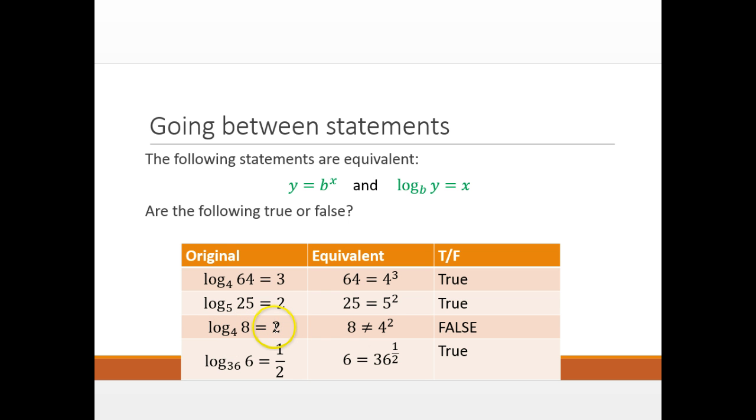Log base 4 of 8 equals 2. Base is 4, exponent is 2. 4 squared equals 8. That's not true because 4 squared doesn't equal 8. That's false. Log base 36 of 6 equals 1/2. My base is 36, my exponent is 1/2. So 36 to the 1/2 power equals 6. That is true as well.